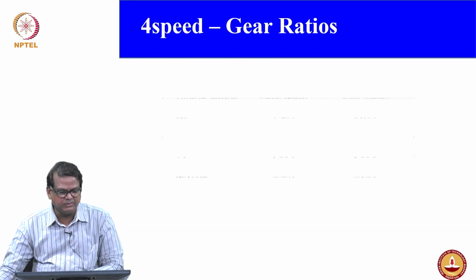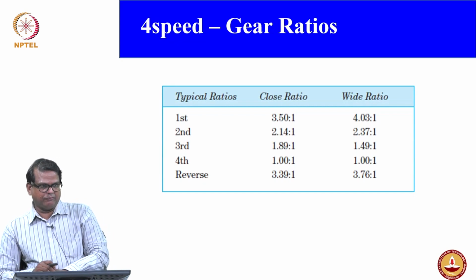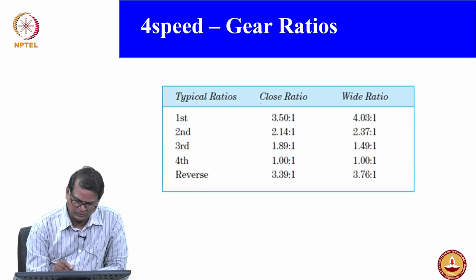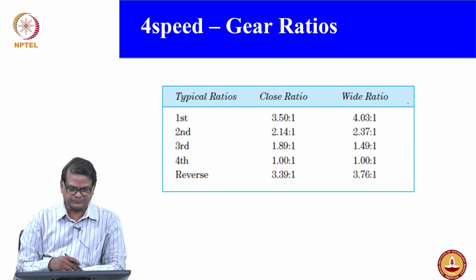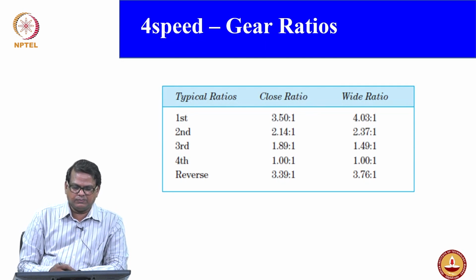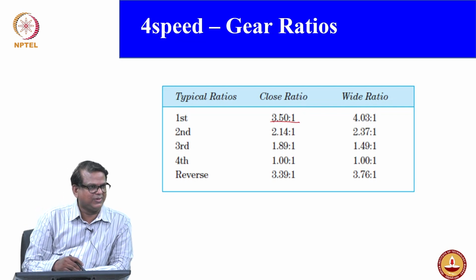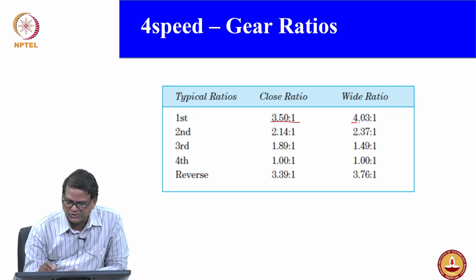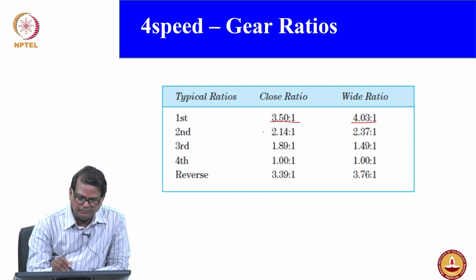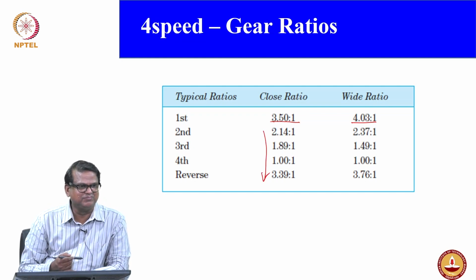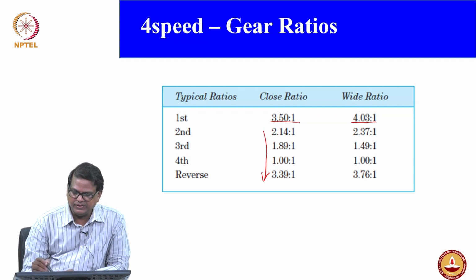You could see this is a typical example for a 4-speed gear ratio. You can have either a close range or a wide range, right? And look at the first gear. The gear reduction is quite large, either the close ratio or the wide ratio. As you move up in the gears, the ratio gradually decreases, for the closer ratio and the wide ratio also.